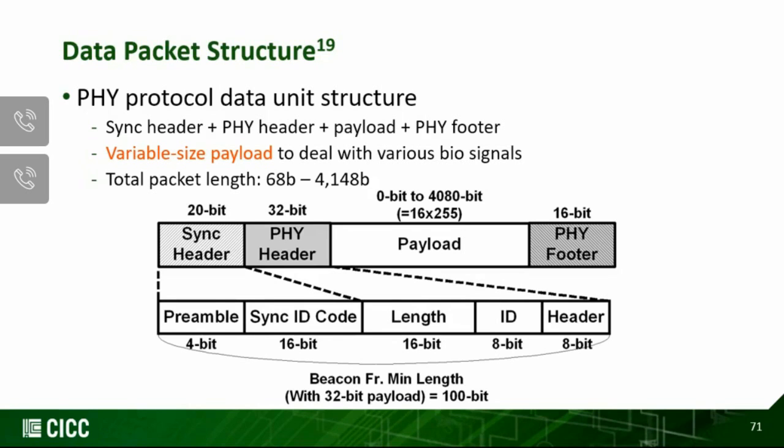So by designing the sync headers with 20 bits, which is composed of preamble of 4-bit, sync ID 16-bit, and a length factor of 16 bits, and so forth, you can vary the payload length from 0-bit all the way to 4K bits. And that corresponds, there's a good reason we limit this packet size to 4 kilobits.